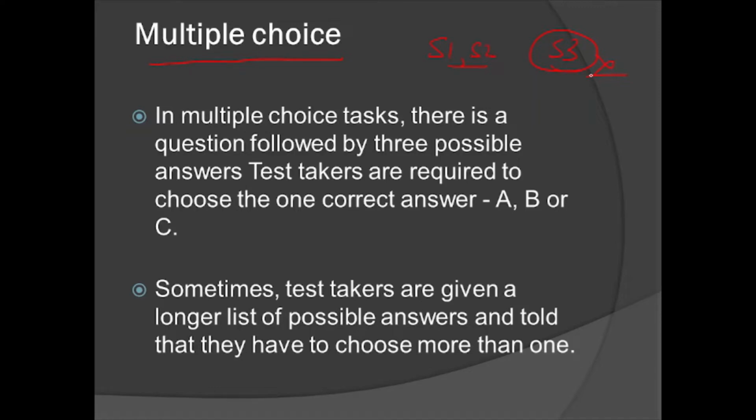Sometimes I have noticed they also do multiple choice where one question is there and you can say 5 options, and you have to find 2 correct answers. So just read the question and read the instruction carefully to identify how many answers you have to get. Sometimes test takers are given a longer list of possible answers and told that they have to choose one. So here the instruction plays a very major role. It's very important to read the instruction.